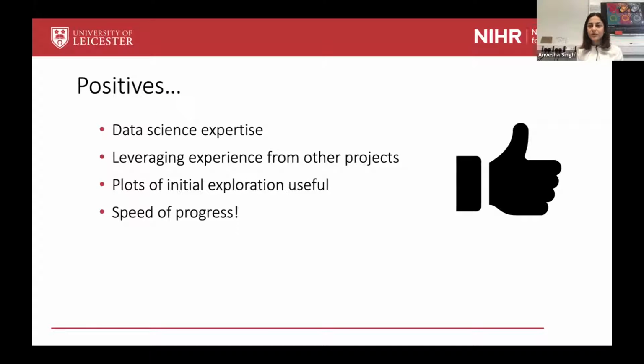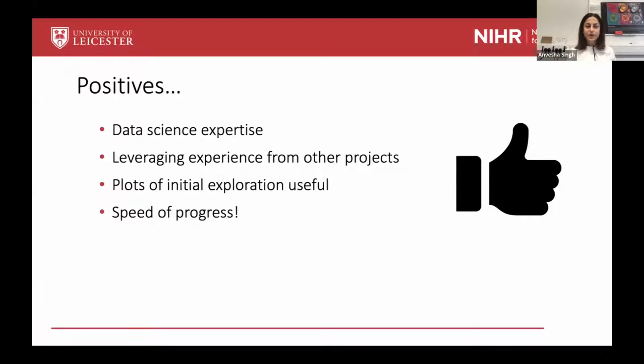But really, overall, the positives have been the main take home for me. Clearly, because I'm a clinician, I don't have any experience in dealing with such large data sets, so having the expertise of the HDR UK team has been invaluable. We've also been able to leverage some of the experience, for example code lists for comorbidities, from other projects rather than starting everything from scratch.